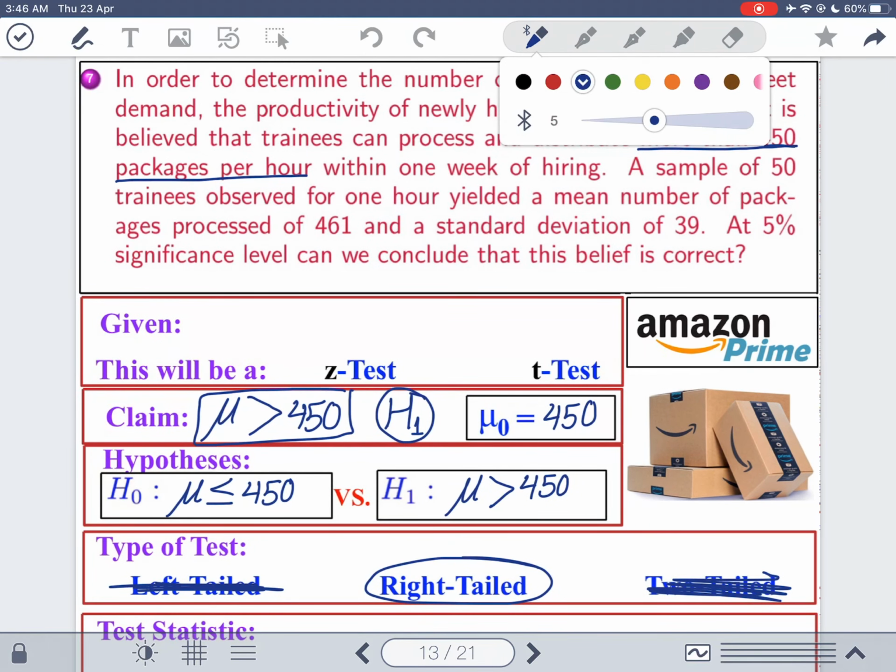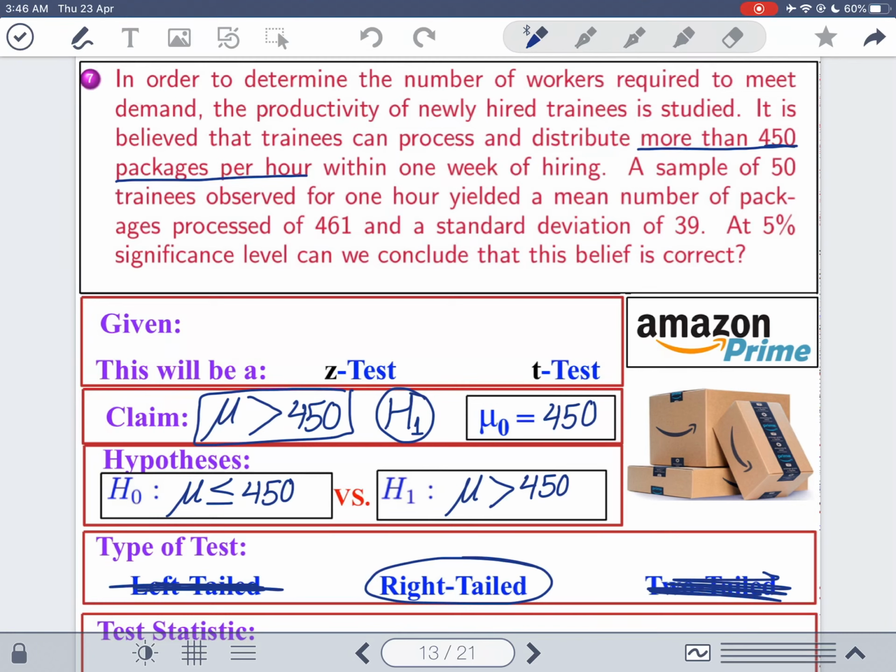See, and now let's read the given. All right, so what is the given here? A sample of 50 trainees, so sample size is n equal 50, observed for 1 hour, yielded a mean number of packages processed of 461. So the mean number of packages is 461 and a standard deviation of 39. Oh, good. So this is for the sample, the standard deviation S equal 39. So what do we know here? We know that sigma is unknown.